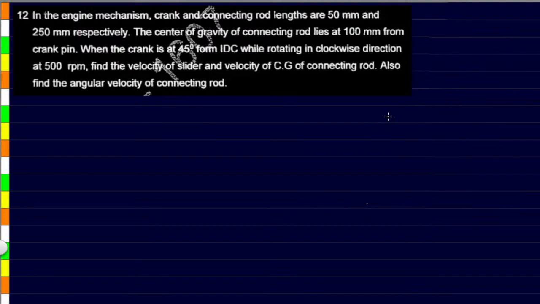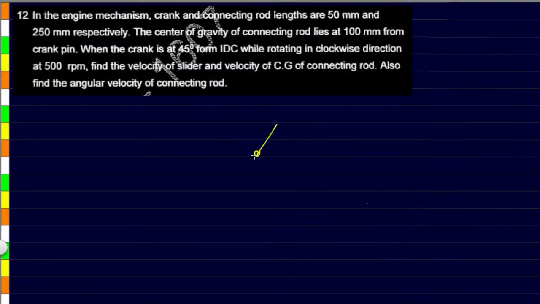We have in the engine mechanism, crank and connecting rod lengths are 50 and 250. The center of gravity of the connecting rod lies at 100 mm from the crank pin. So when the crank is at 45 degrees from IDC, inner dead center, while rotating in clockwise direction at 500 rpm, find the velocity of the crank. Okay, so this one is a comparatively simpler problem.